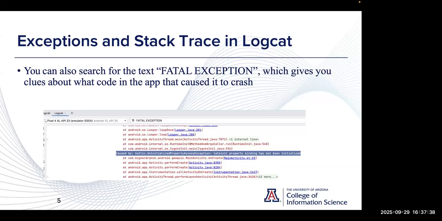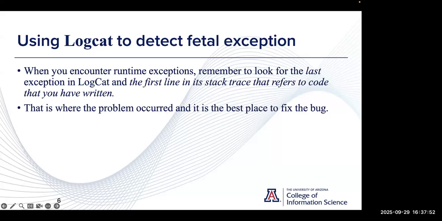This is how it looks. The logcat has a little cat icon, and you can see we're inside of the logcat, and we can either look for it or do the search here, in this case, fatal exception. Now, when you encounter runtime exceptions, remember to look for the last exception in the logcat and the first line in the stack trace that refers to the code that you have written. That is normally where the problem occurs, and it's best practice to fix the bug.